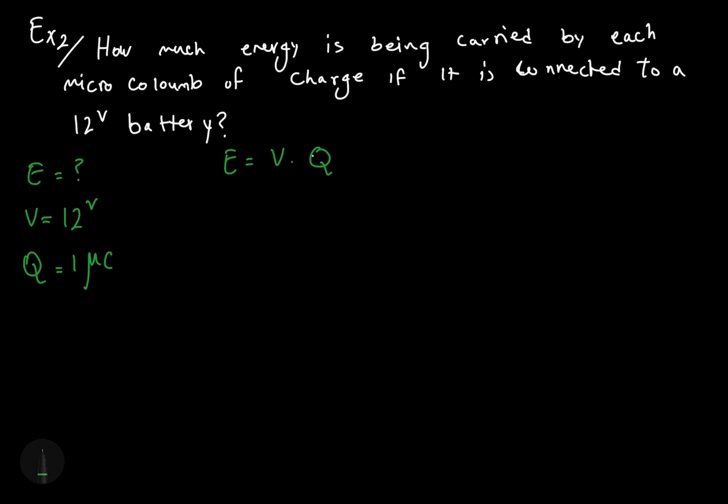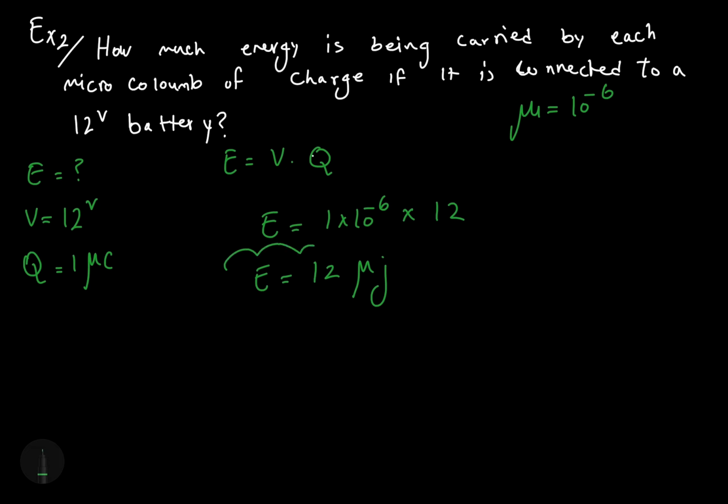We know that micro stands for 10 to the power of negative 6. And we're supposed to calculate the energy. So energy is just going to be 1 microcoulomb, so 1 times 10 to the power of negative 6, multiplied by the voltage, which is 12. So the energy carried by each of them is simply 12 microjoules, and that's a very small number because we're talking about a very small amount of charge.